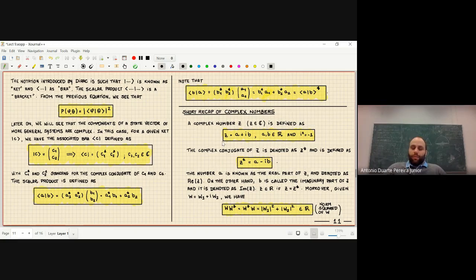So a real number has this structure, and a complex number has this structure: I have a real number plus i times another real number.